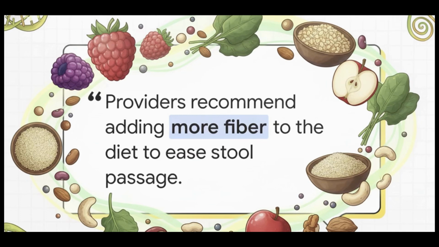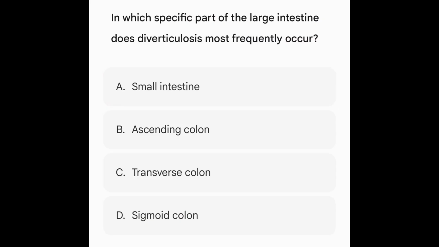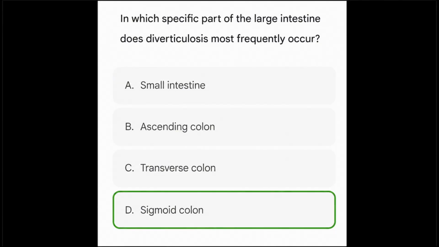Let's dive into a few questions. First question. In which specific part of the large intestine does diverticulosis most frequently occur? The answer is the sigmoid colon.